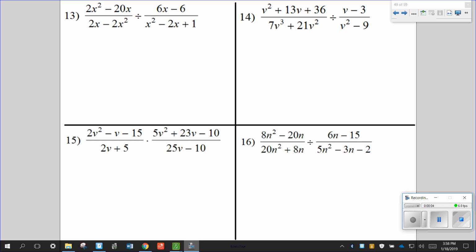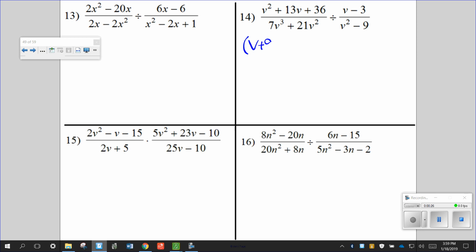Okay, picking back up with number 14, in the numerator here, we have to factor the v squared plus 13v plus 36. And so we need factors of 36 that add up to 13. And so that would be 9 and 4. So we have v plus 9, v plus 4.